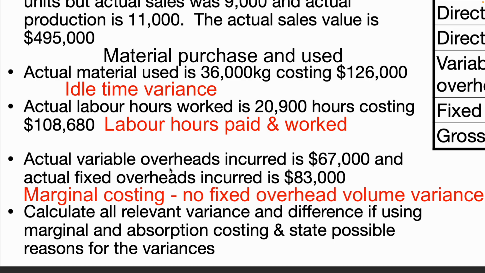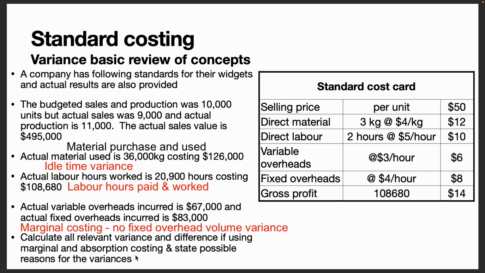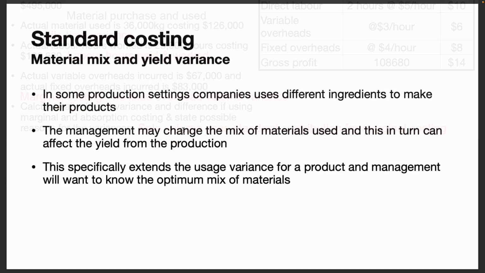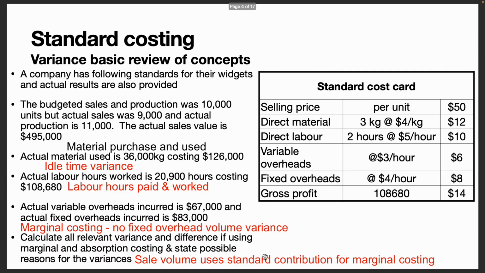There is no fixed overhead volume variance. Marginal costing uses standard sales volume in the calculation, and uses standard contribution for marginal costing.